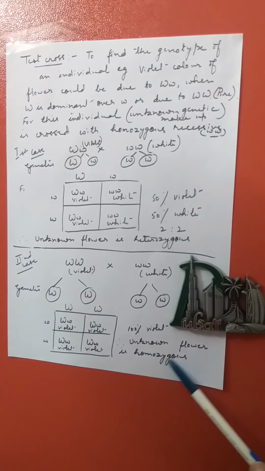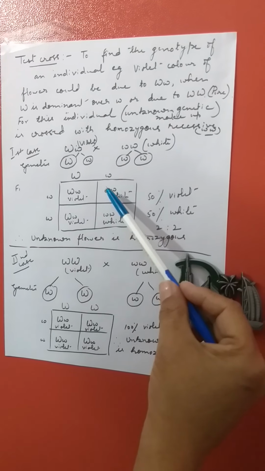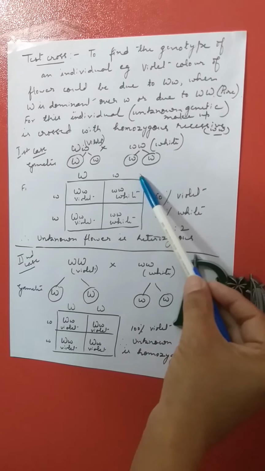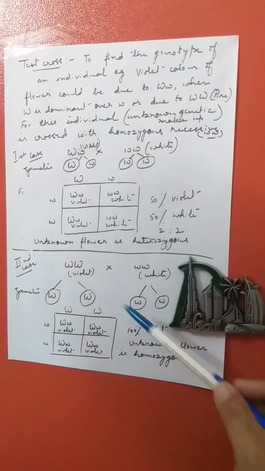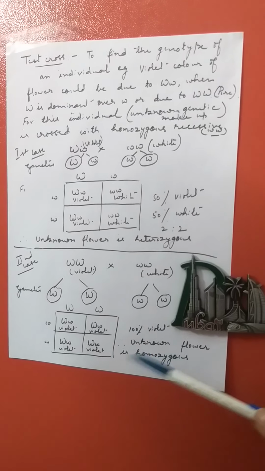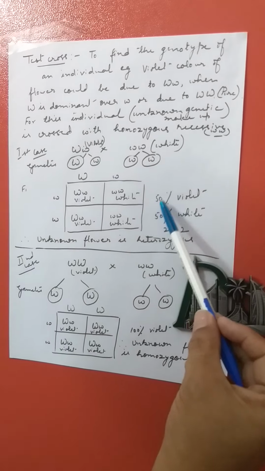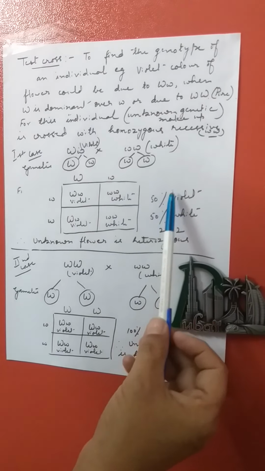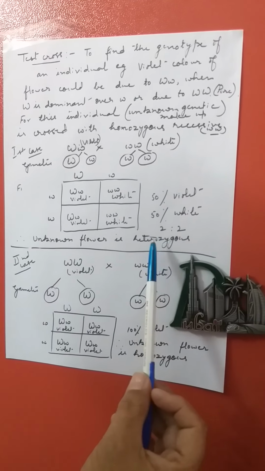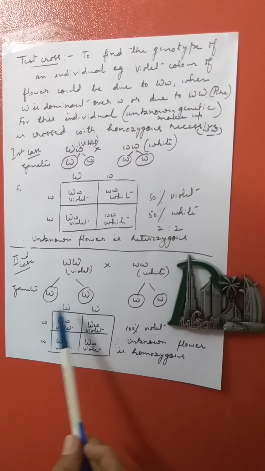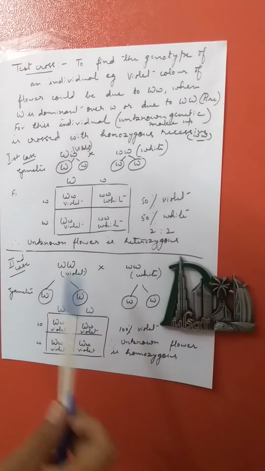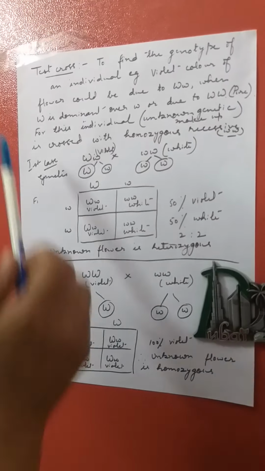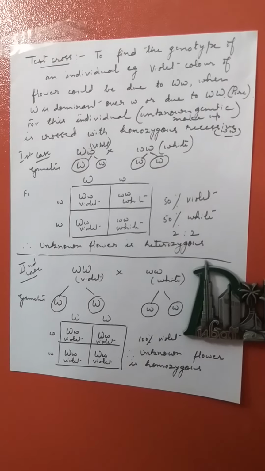To find out, we simply apply the test cross by making a cross with the double recessive parent. In both the cases, we have to see the results. If the results are 50-50, 50% like the dominant parent and 50% like the recessive parent, it will be heterozygous. If the results are 100% like the dominant parent, it will be homozygous. So this is the use of the test cross.